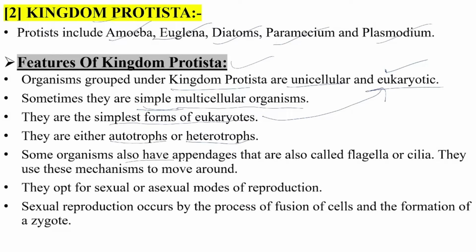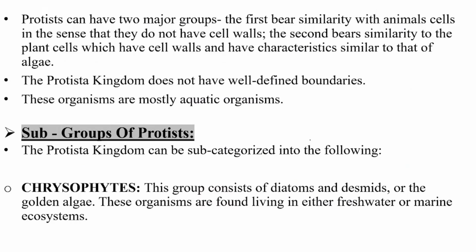Some organisms also have appendages called flagella or cilia, which they use to move around for locomotion. They opt for sexual or asexual modes of reproduction. Sexual reproduction occurs by the fusion of cells and the formation of a zygote.